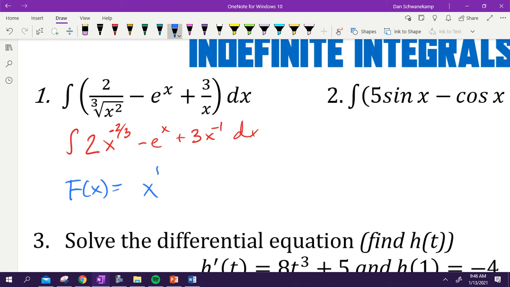The 1/3 power, good, because he's adding 1 to -2/3, that gets him 1/3. And then you've got to divide by your new exponent. So what's my new leading coefficient going to be? It's 6, because he's dividing by 1/3. That's like multiplying by 3 over 1. That gets him that right there.